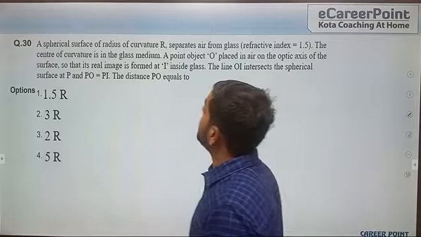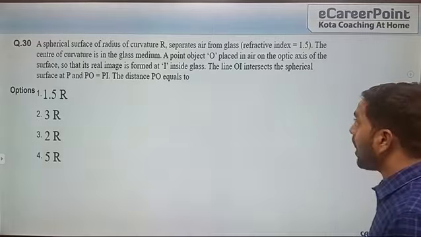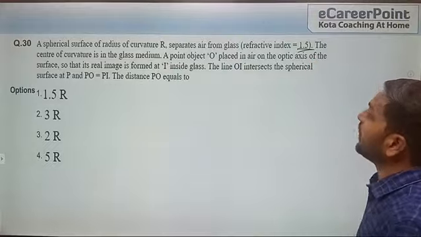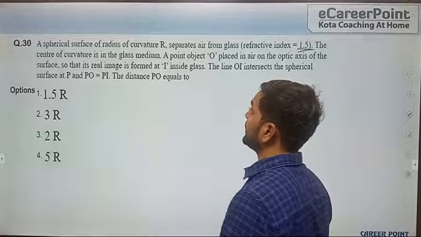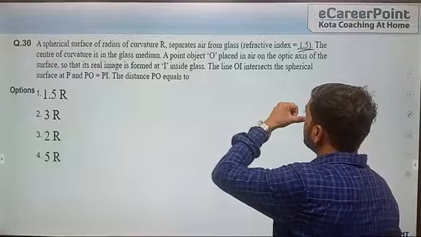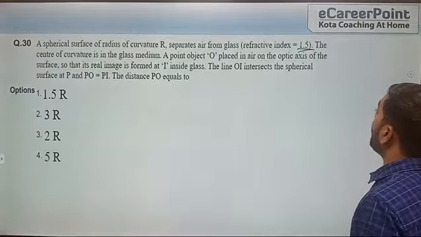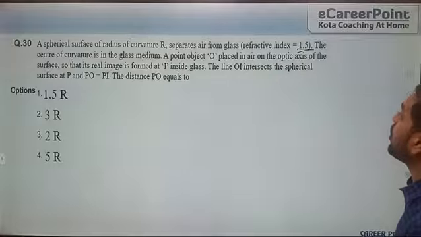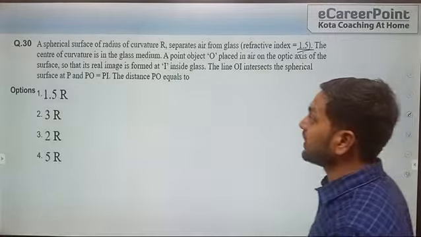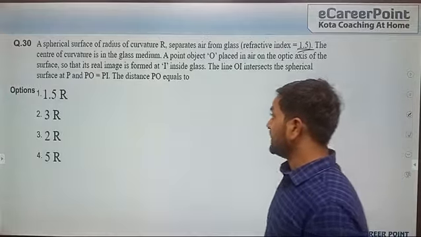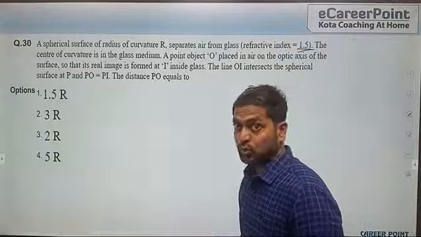A spherical surface of radius of curvature R separates air from glass of refractive index 1.5. The center of curvature is in the glass medium. A point object O placed in air on the optic axis of the surface, so that its real image is formed at I inside the glass. The line OI intersects the spherical surface at P, and PO is equal to PI. Then the distance PO is equal to? Okay, so we'll do this one.